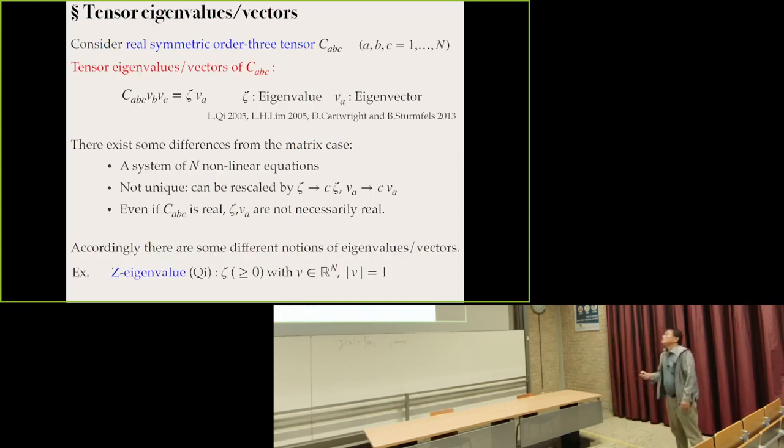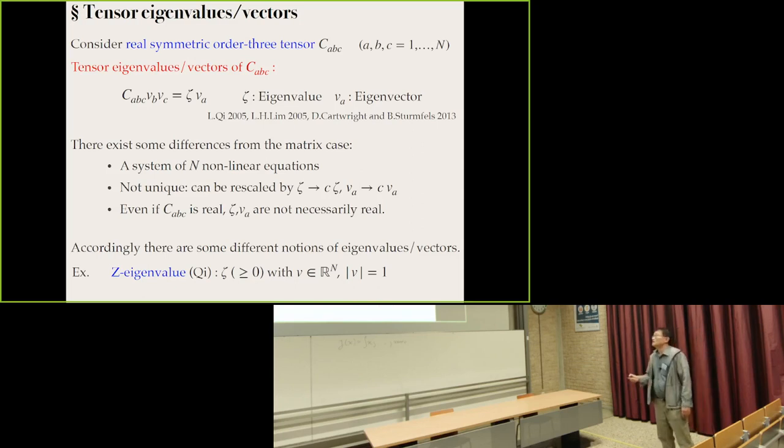Let me start with what tensor eigenvalues and vectors are. In this talk, I restrict myself to consider only a real symmetric order 3 tensor, C_ABC, and this large N denotes the range of the indices. Then the tensor eigenvalue and eigenvector of the tensor C are defined by this equation. Here, theta is the eigenvalue, and v is the eigenvector.